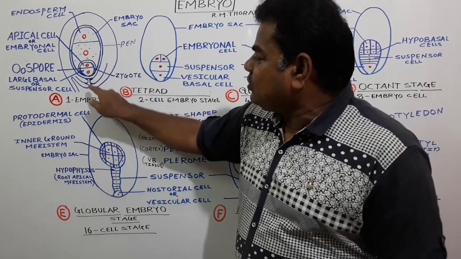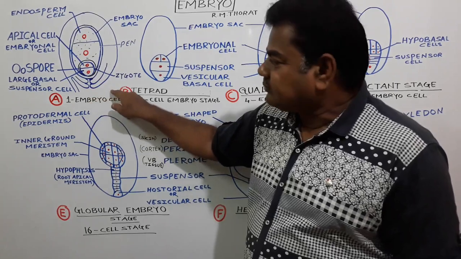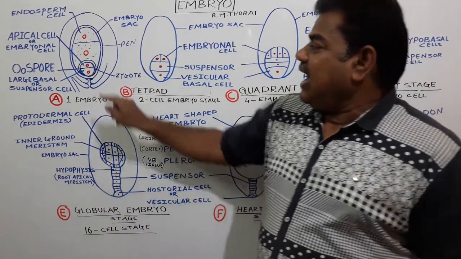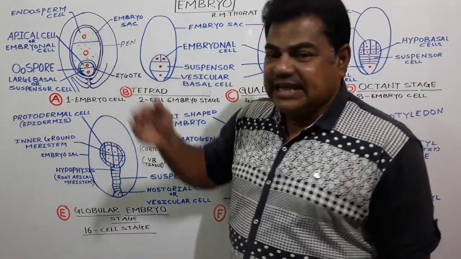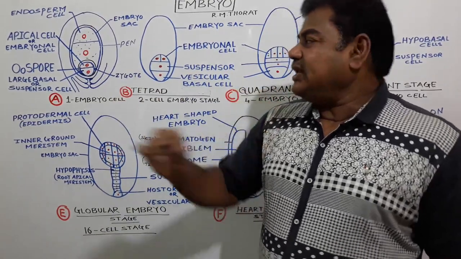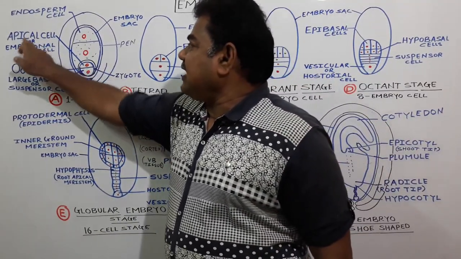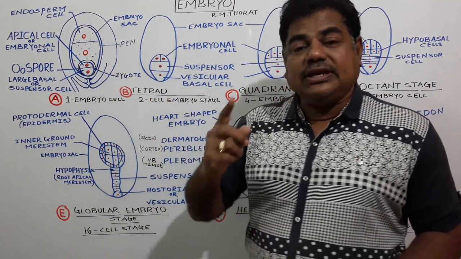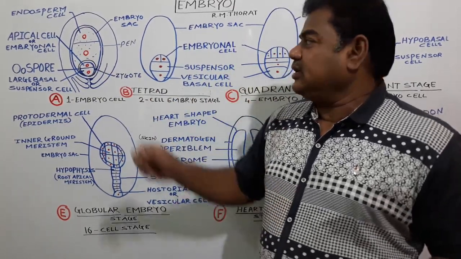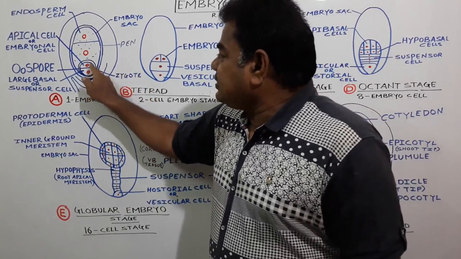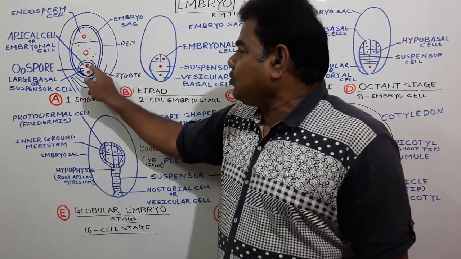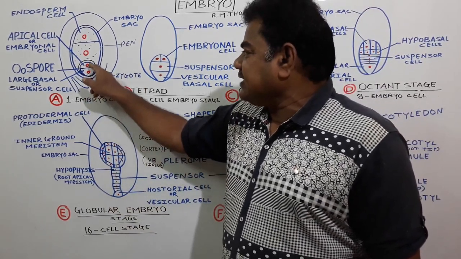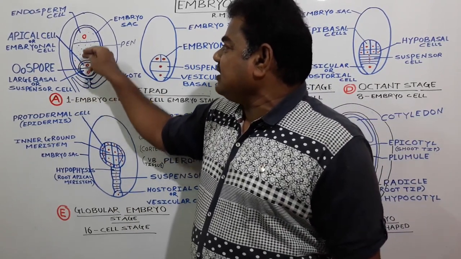One cell, which is facing towards the micropylar end, is the large basal cell, larger in size, and the cell which is facing towards the chalazal end is smaller in size. That cell we call the apical cell. The same type of cell formation takes place in endosperm in the helobial type of endosperm formation. Now, when the zygote divides into two cells, one is the bigger cell towards the micropylar end, and the second is the smaller cell, present towards the chalazal end.